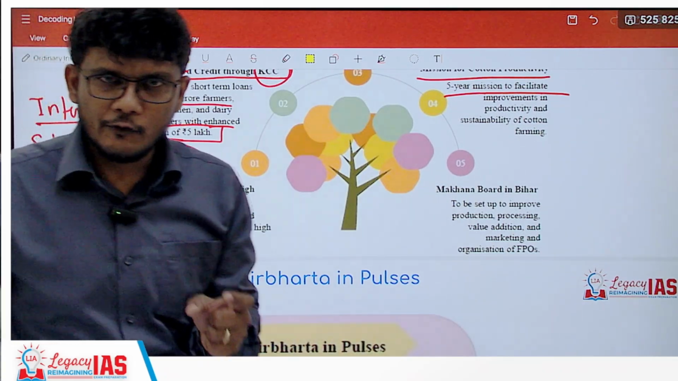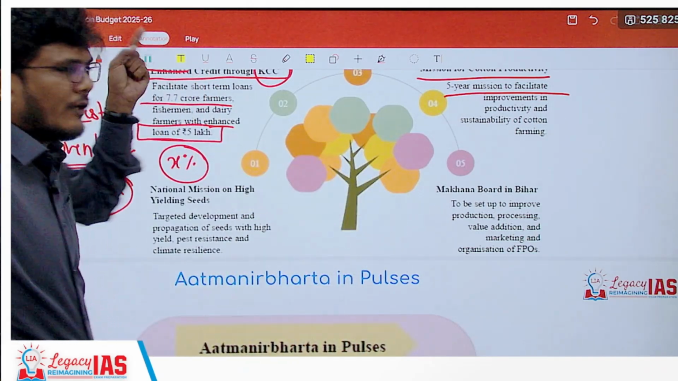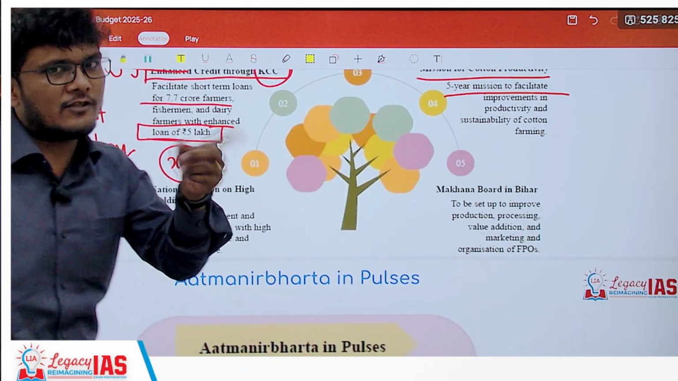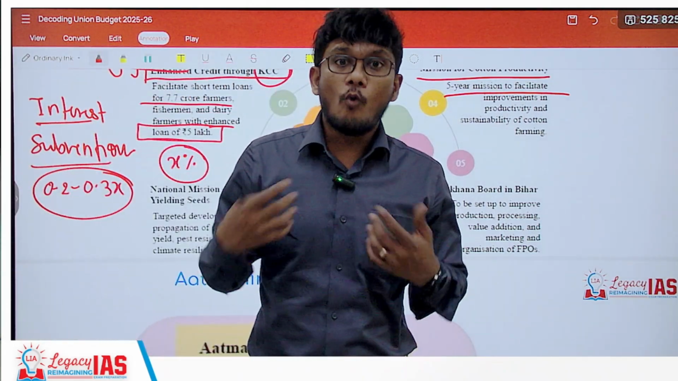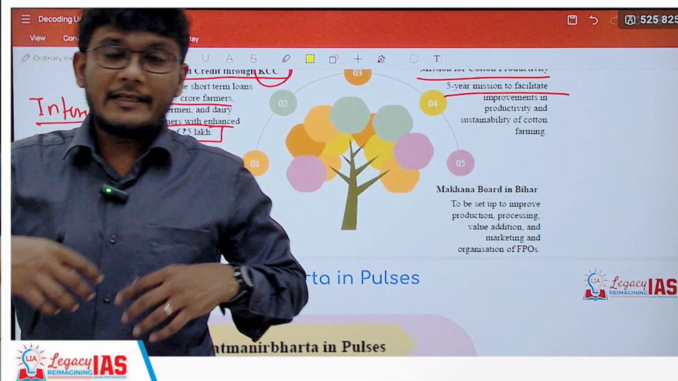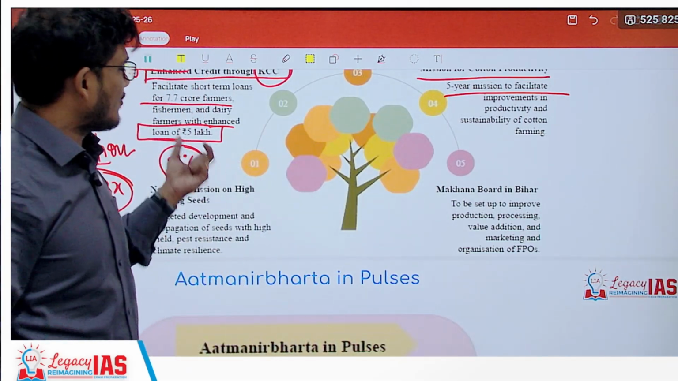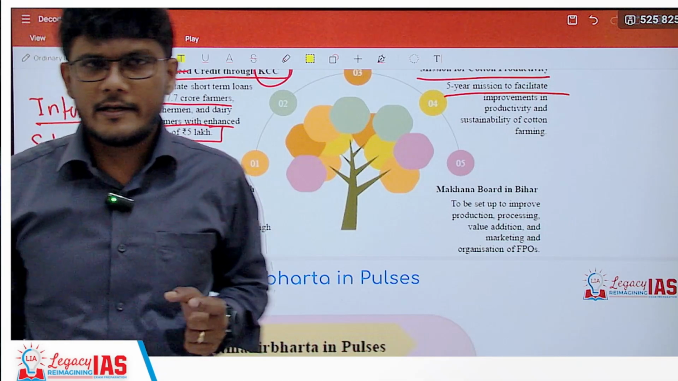So this is a beautiful scheme. The same thing was there previously also. It is there now also. It's just that the limit has been exceeded, which is a good thing. Why? Because now more farmers can get more loans and they can technologically advance themselves because the amount is higher over here.